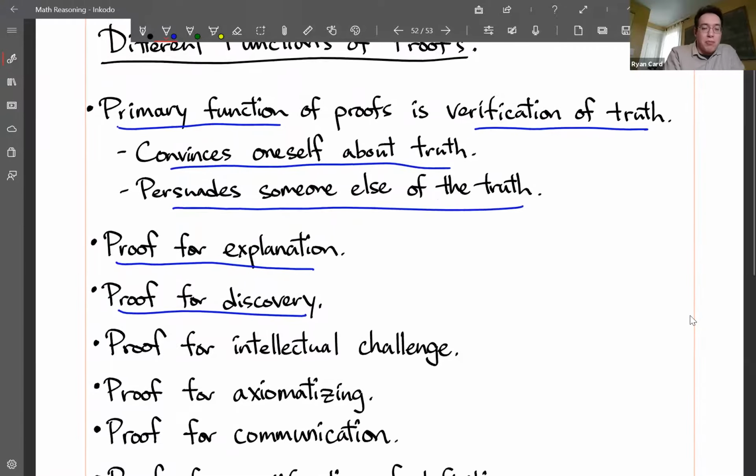Proof could be used for intellectual challenge, like a puzzle, or competition problems, or like, hey, this thing is true. Can you prove why it's true? So it's a puzzle. So that's proof could be used that way as well. It's like you want to see if you can prove it.